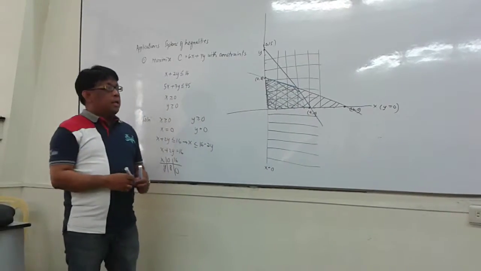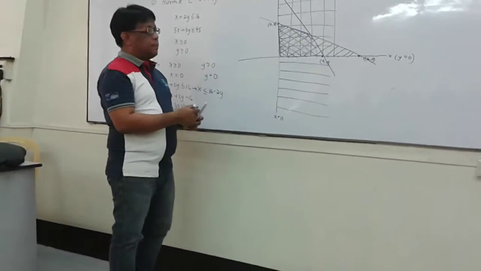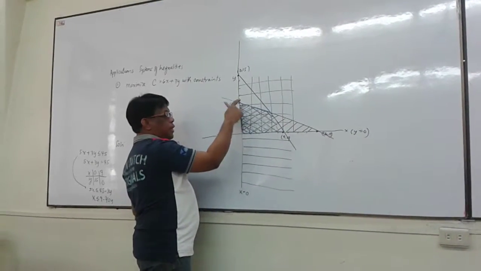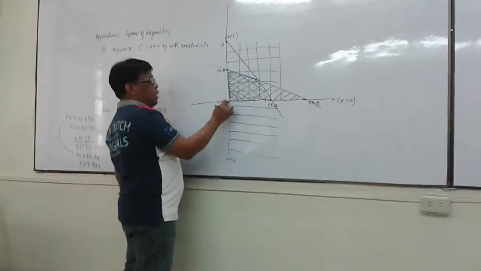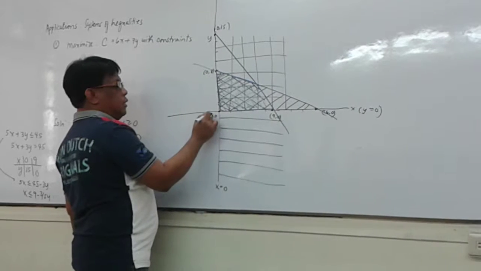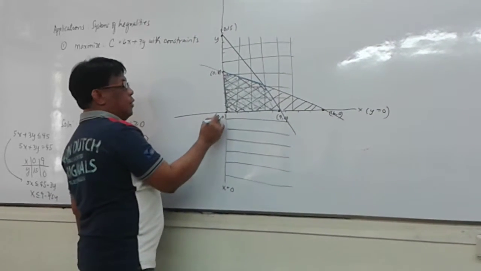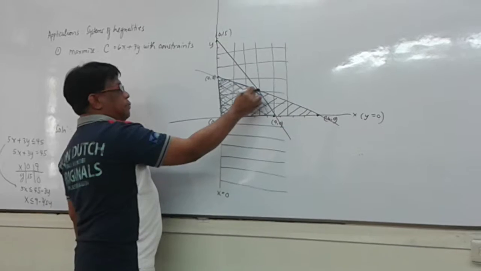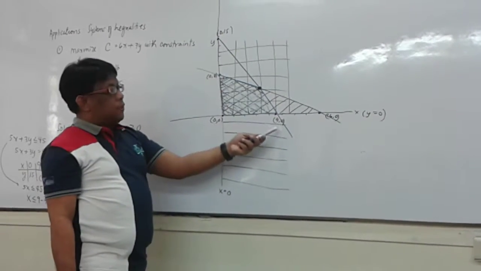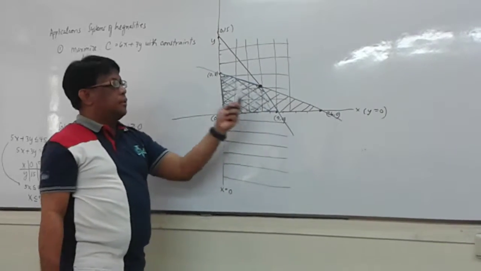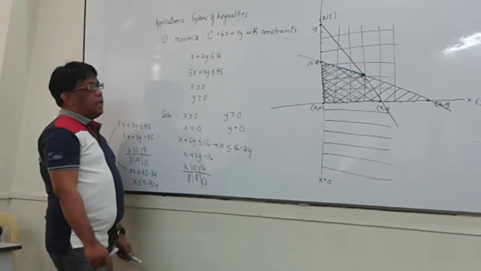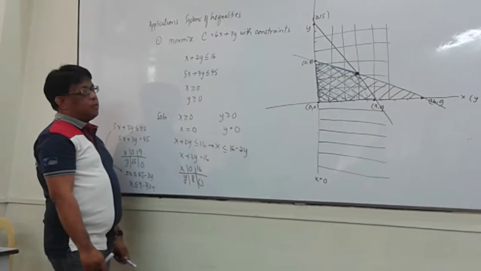Then from here, let us identify the points. We have already two points identified: 0, 8 for this point here, then 9, 0. What about the other points, the bounded points? We call these bounded points. So this is 0, 0 because it is at the origin. What about this point? This point here can be determined by the intersection of the two lines. The first two lines we have are x plus 2y is less than or equal to 16, and 5x plus 3y is less than or equal to 45.